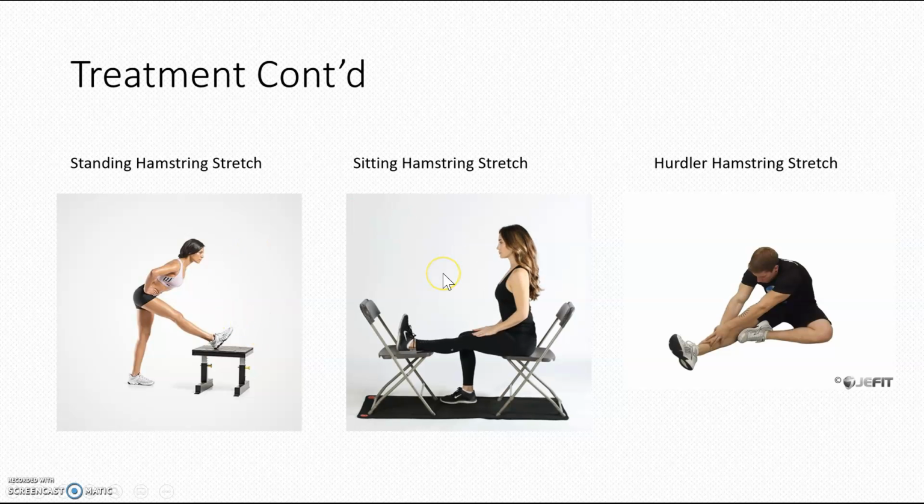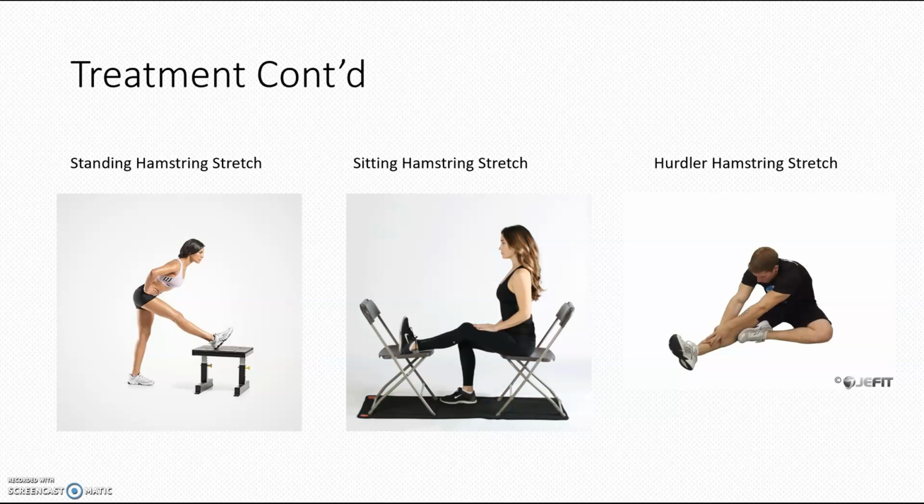Then with the sitting hamstring stretch, you're basically doing the same thing. There's just less range of motion. You're sitting on a chair with your back upright. Your uninjured leg is 90 degrees flat on the floor. Your other leg, you just got to straighten it out in front of you until you feel it, not until it's painful.